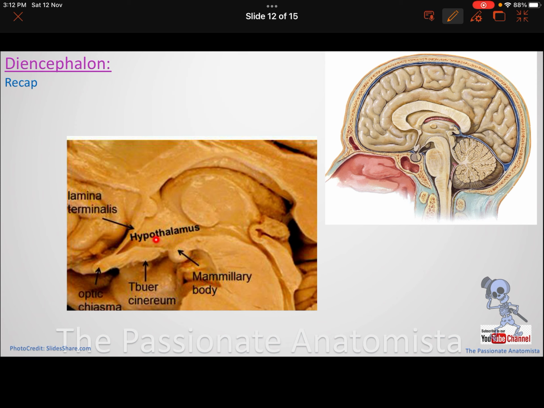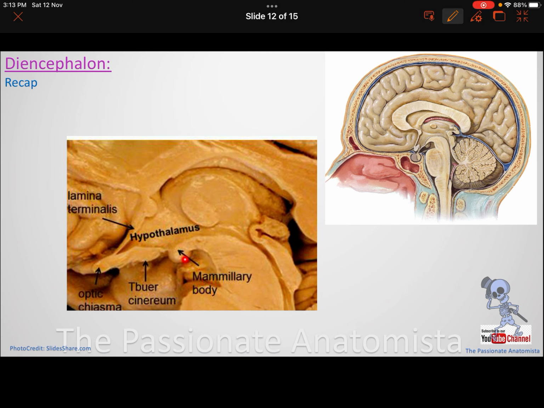Medial relation would be the lateral ventricle, remember, for both of them. All right, lateral relation would be the internal capsule for both of them, and for the thalamus you also have the lentiform nucleus and caudate. All right, superior relation to the hypothalamus would be thalamus. Superior relation to the thalamus itself would be the body of lateral ventricle, the choroid plexus that forms it, and also the fornix that surrounds you and separates you from the lateral ventricle. All right, so this is just a recap for the structures related to that.